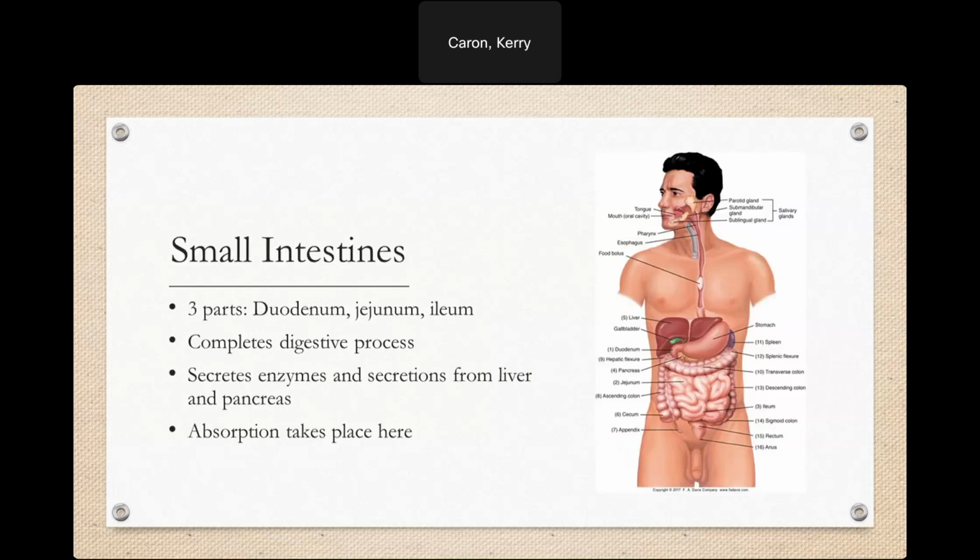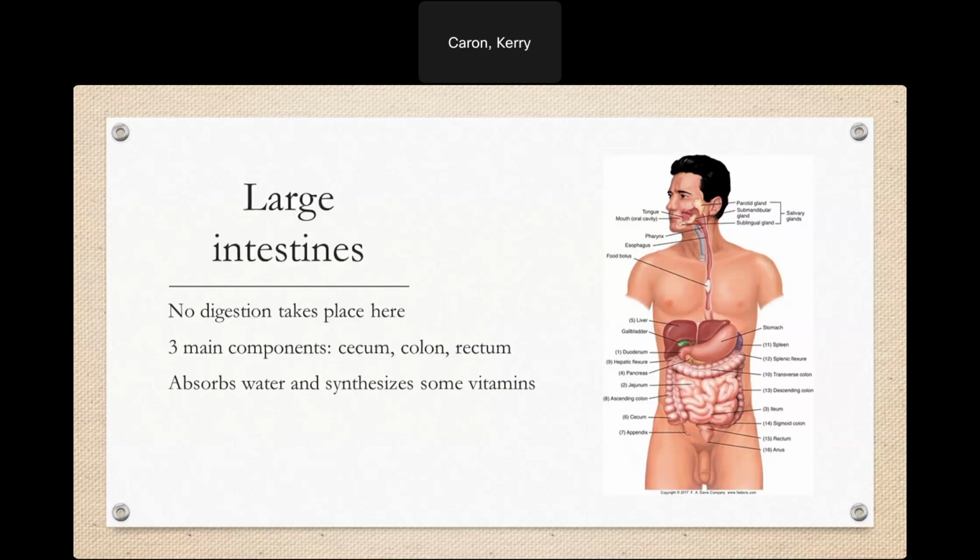Small intestines, like I said, DJI, duodenum, jejunum, ileum. A lot of the digestive process happens here. And in the small intestine, enzymes are secreted from the liver and the pancreas, and most absorption takes place in the small intestine. In the large intestine, we're not digesting as much as we are absorbing water and synthesizing vitamins.